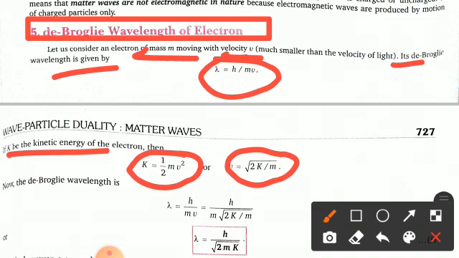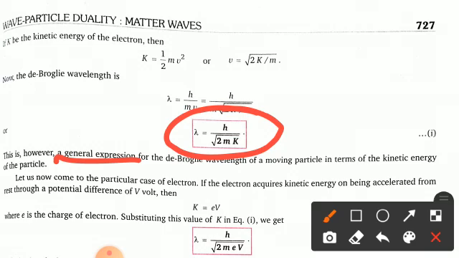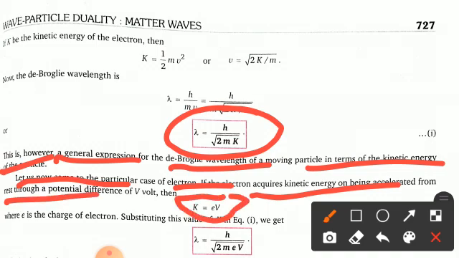Now put these values in the de Broglie wavelength λ = h/mv. In place of v we write √(2K/m). Finally, the wavelength for the electrons comes out to be λ = h/√(2mK). This is, however, a general expression for the de Broglie wavelength of a moving particle in terms of its kinetic energy. Let us now come to the particular case of electrons. If the electron acquires kinetic energy on being accelerated from rest through a potential difference of V volts, we can write K = eV. Fine.